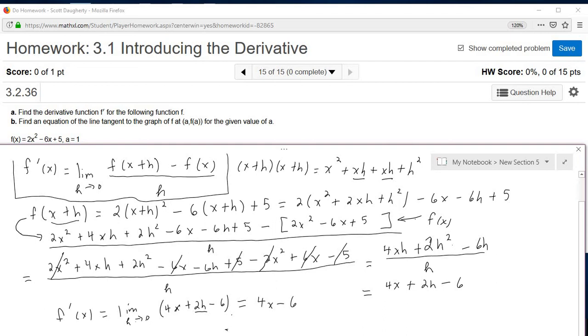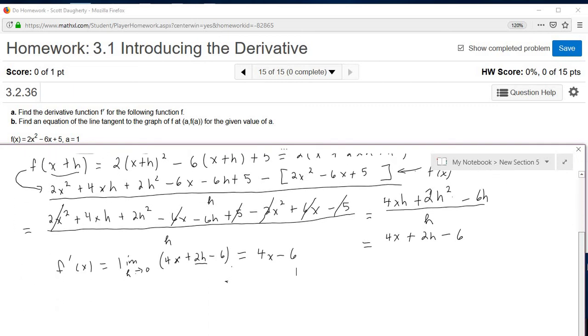Now notice, h is heading towards 0, not x. So when you evaluate this using substitution, you want to substitute the 0 in only for the h and not for the x. And so for that reason, as h gets closer and closer to 0, this term right here in the middle goes to 0, and the entire thing gets closer to 4x minus 6. And that's the derivative of the original function. Okay, so that's part A.